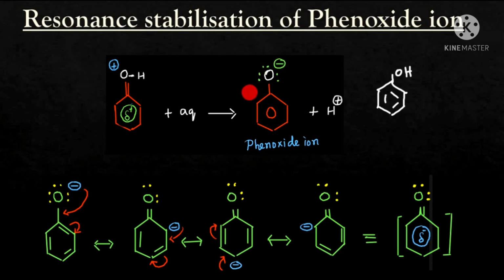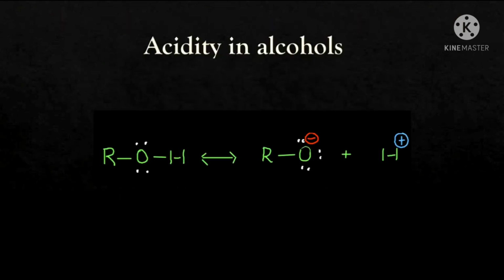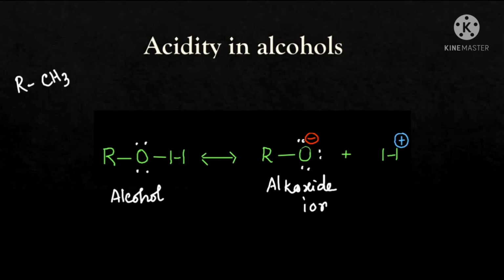This phenoxide ion acquires greater stability because it carries only a negative charge. But when we take alcohols, let us take an example: CH3OH, where R represents an alkyl group, here CH3. This is an alcohol. After the removal of the hydrogen, the alcohol forms an alkoxide ion. This is the alkoxide ion.